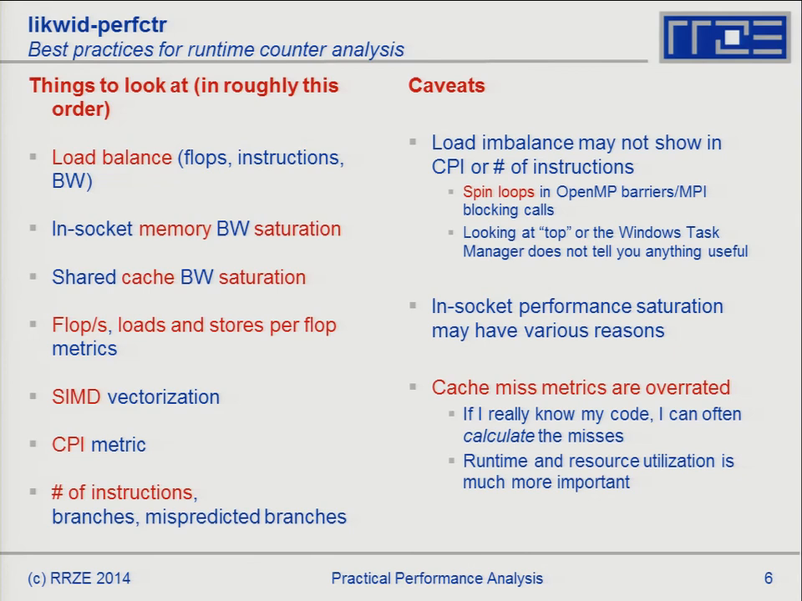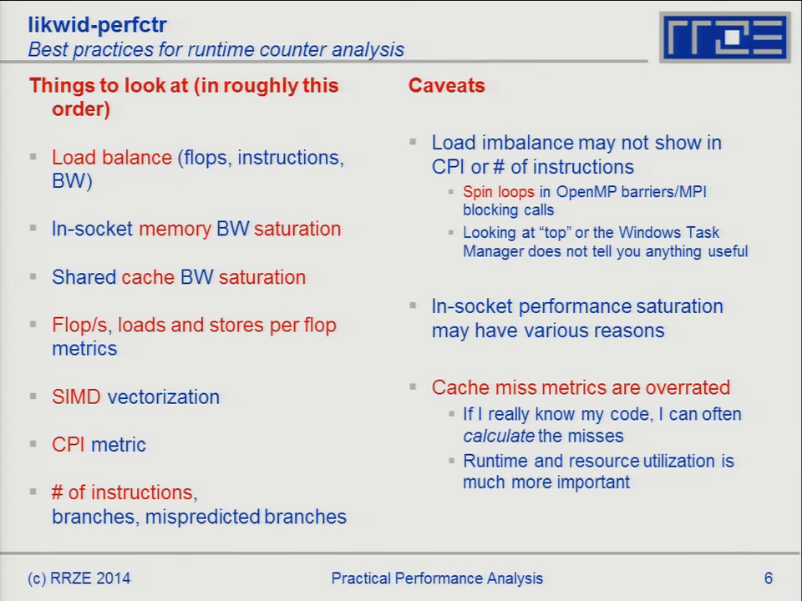If a new customer comes to our clusters, they use thousands of CPU hours, we just log into the nodes and see what's going on. Very instructive sometimes. So flops, loads, and stores per flop. You can actually measure the code balance using likwid-perfctr. Just measure the flops and the loads and stores. You can do the quotient to get the code balance.